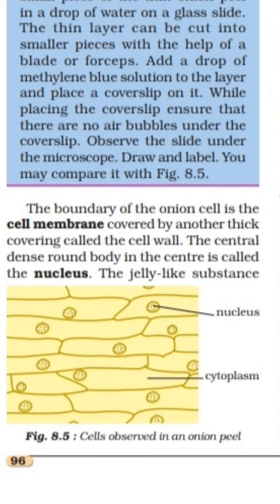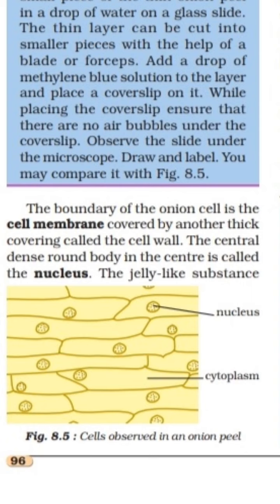Now see carefully the figure 8.5, cell observed in onion peel. The boundary of an onion cell is the cell membrane.